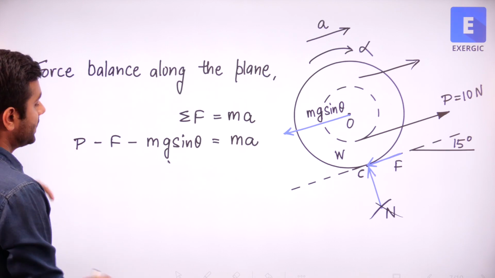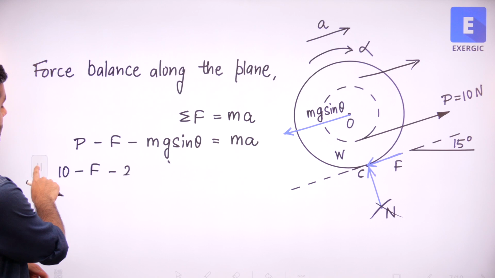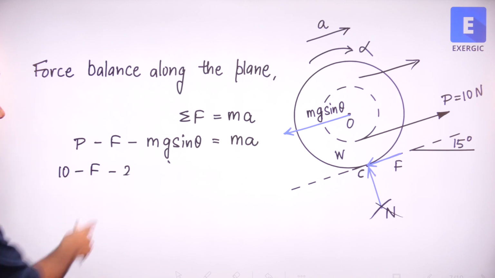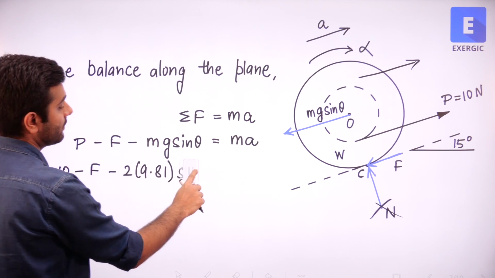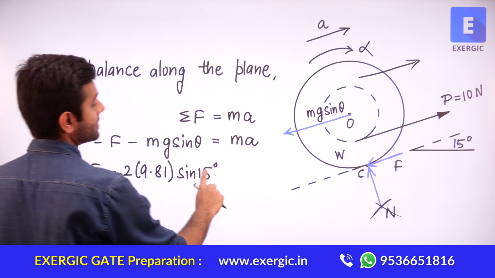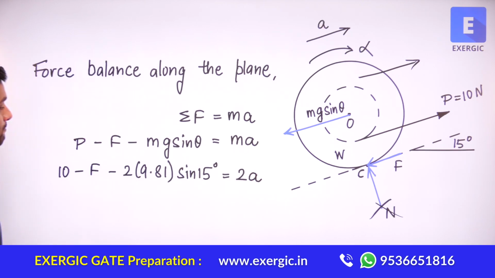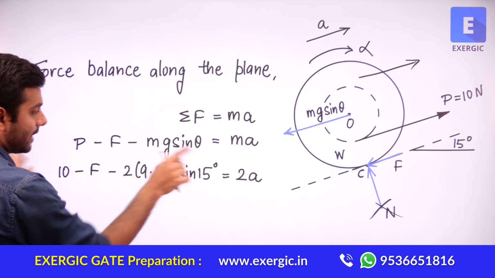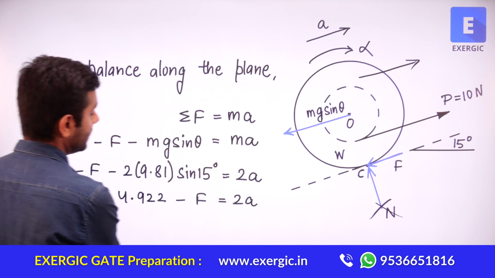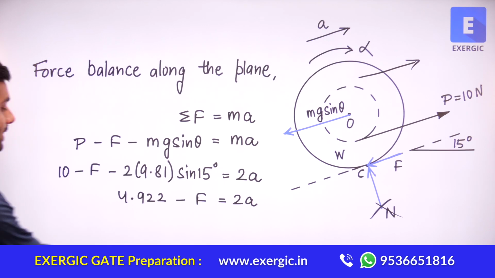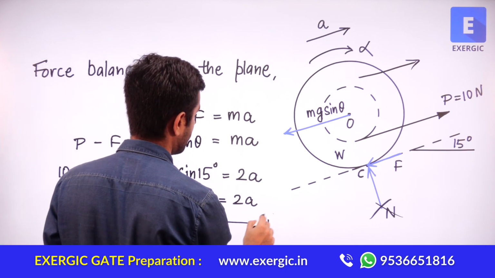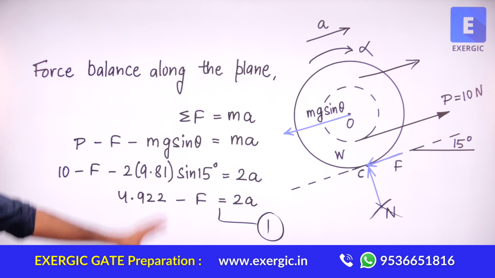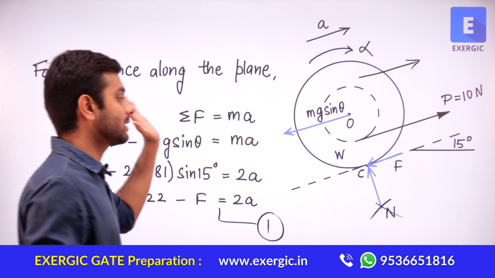So here, putting in all the known values: this is 10, this is F unknown, M is 2, g is 9.81, sin 15, is equal to mass 2, acceleration A. Now we'll just simplify. All the values are known, only F and A are unknown, right? If you simplify, this is the equation that you are going to get. Let's call this equation number 1, what we have got by applying the force balance along the incline.